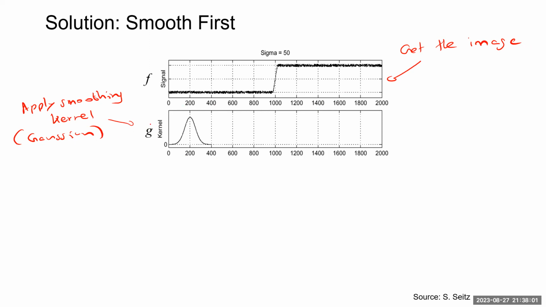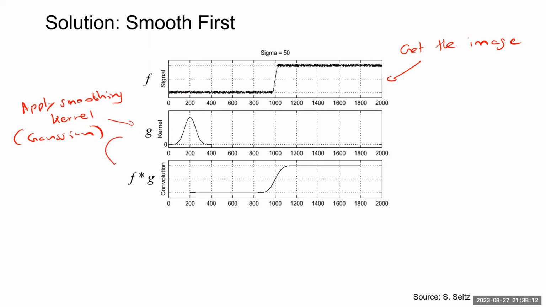And then what do you do? We have to smoothen the image with this Gaussian kernel. How do we smoothen the image with the Gaussian kernel? We do the convolution operation. That means just multiplication of f and g. We do the convolution operation of the image, which simply smoothens the image with the Gaussian kernel.